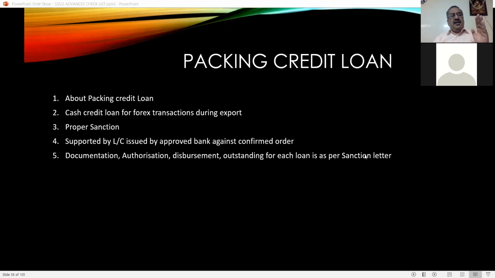Normally, when they say it's a packing credit loan, you can have a packing credit loan for each and every confirmed order. Sometimes they also have a running PCL. Overall they give some 20 lakhs or 2 crores or 3 crores. So this is a running PC. Out of various confirmed orders, you can utilize the packing credit loan on a running basis. That is called revolving PCL or running PCL. For each, the party has to execute the documents as per the loan sanction letter.